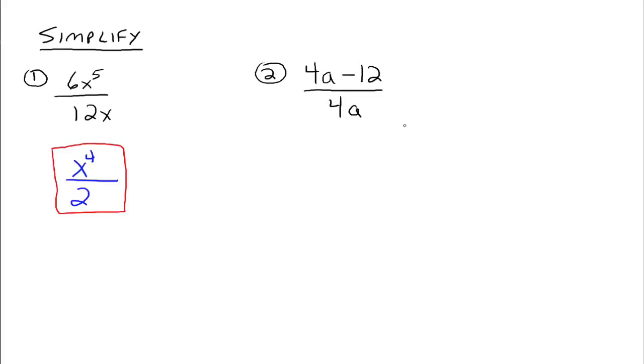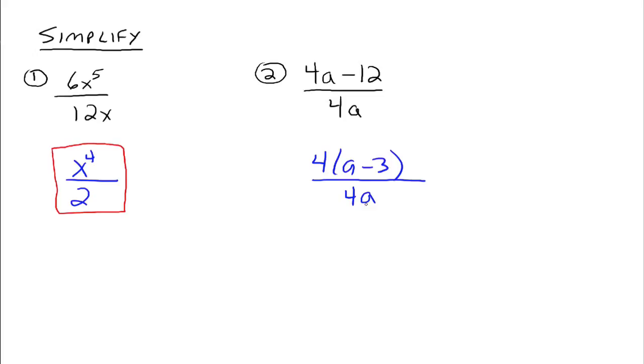In this case, you look at 4a minus 12, and we say, how do we factor that? Well, we can take a 4 out of that, so you'd have 4 times a minus 3. And the denominator is 4a, which is already factored, 4 times a. There's nothing else you can do with that.